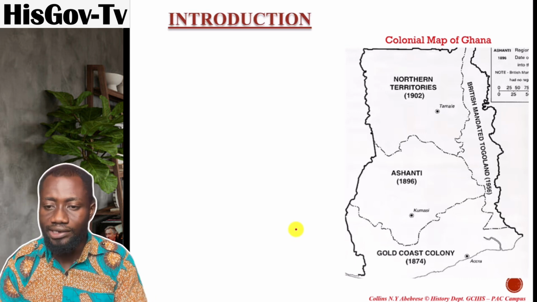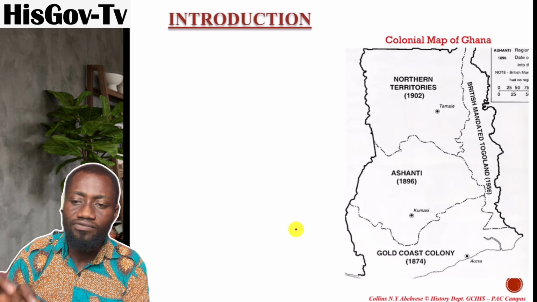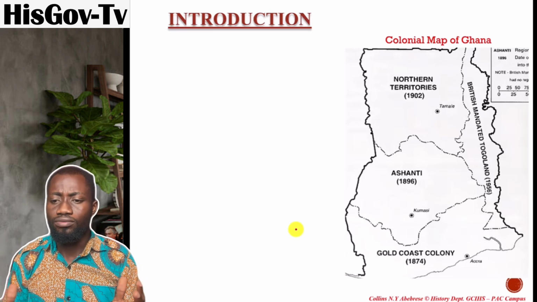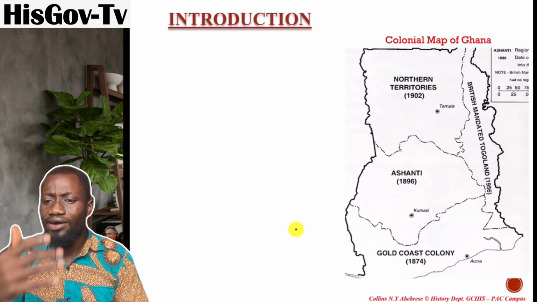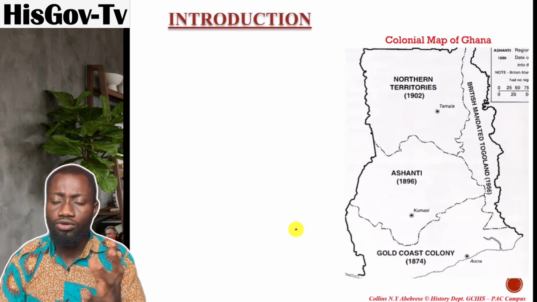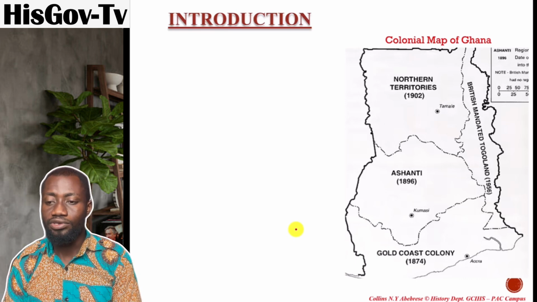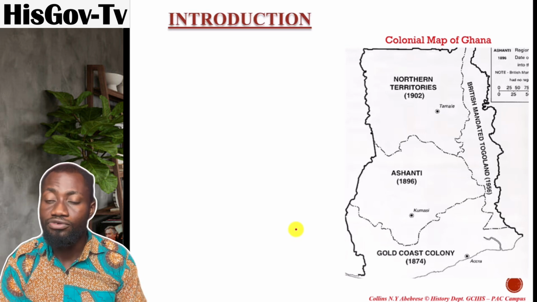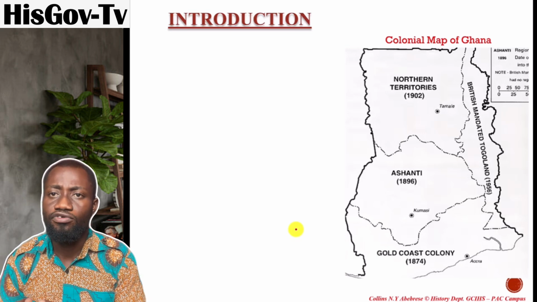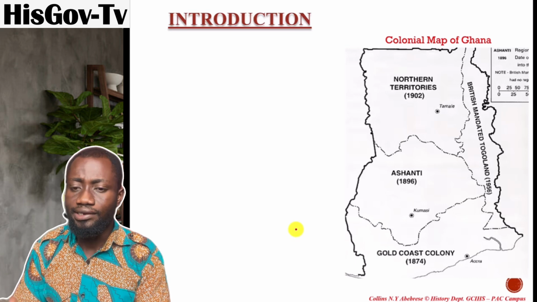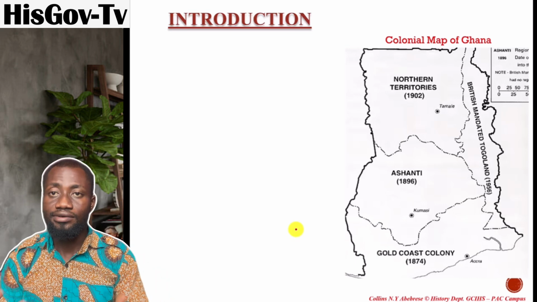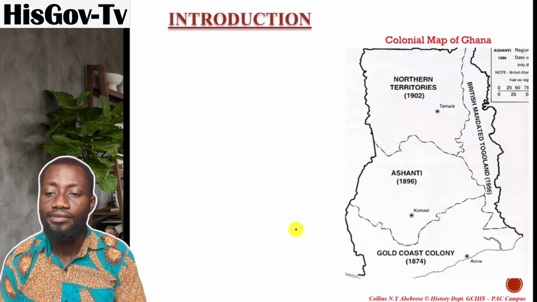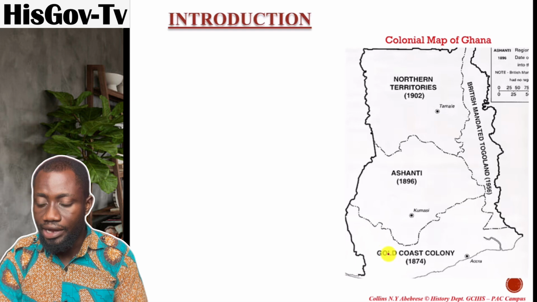Now let's look at our introduction. But before we begin with even the Constitution proper, I would like to show you the nature of administration, how the colony was administered. Because if you don't understand how the colonies were administered during the colonial period by the British, it will be very, very difficult for you to actually understand the details of the various constitutions that were promulgated from 1903. And so let me explain it here.